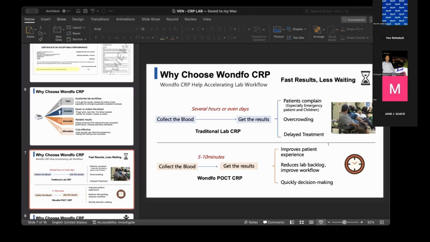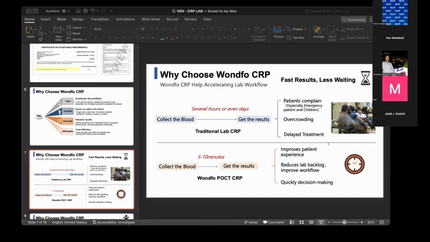So as I said a while ago, traditional CRP testing can take hours, sometimes even days, leading to bottlenecks and delays in healthcare. OneFull's 3-minute testing capability dramatically improves lab workflows, enables timely clinical decisions, and enhances the overall patient experience. In emergency settings, rapid CRP results can help triage critical cases such as sepsis or respiratory infections, potentially saving thousands of lives.